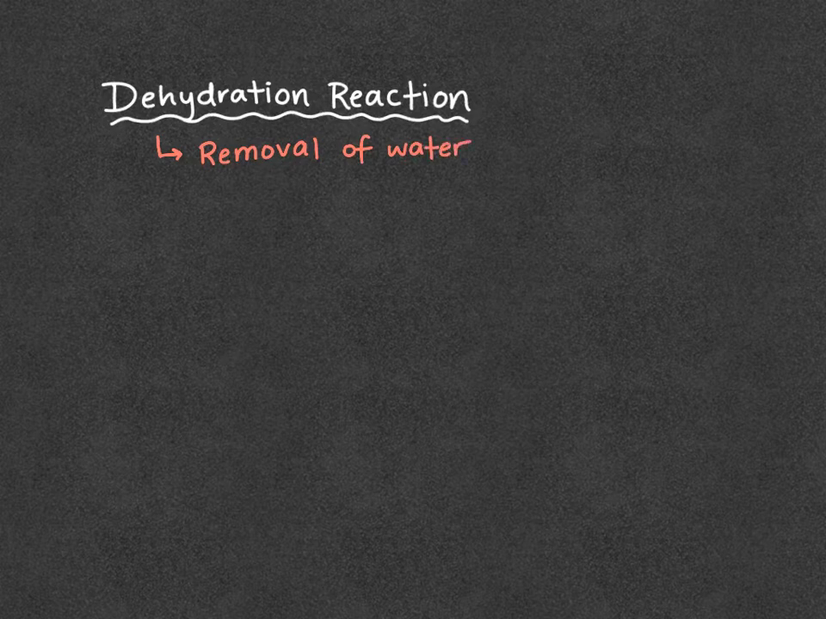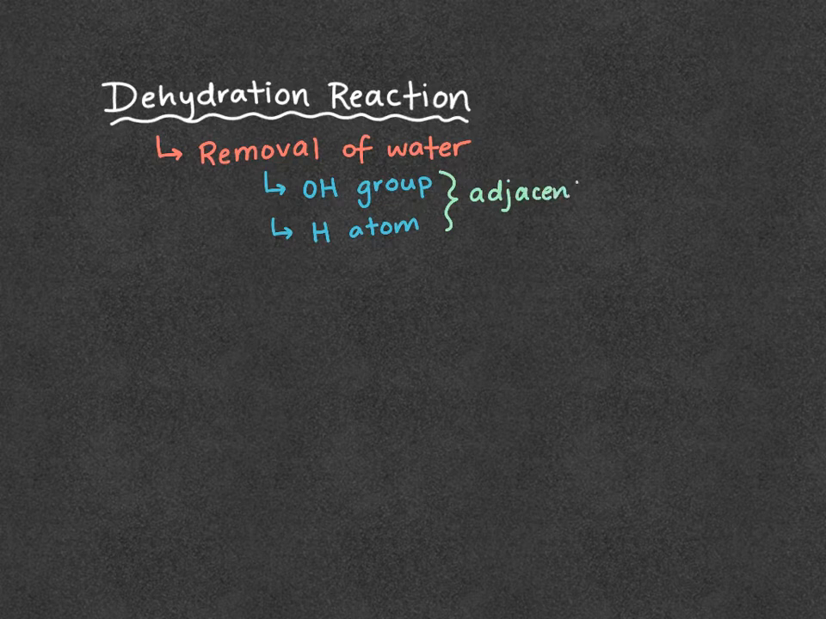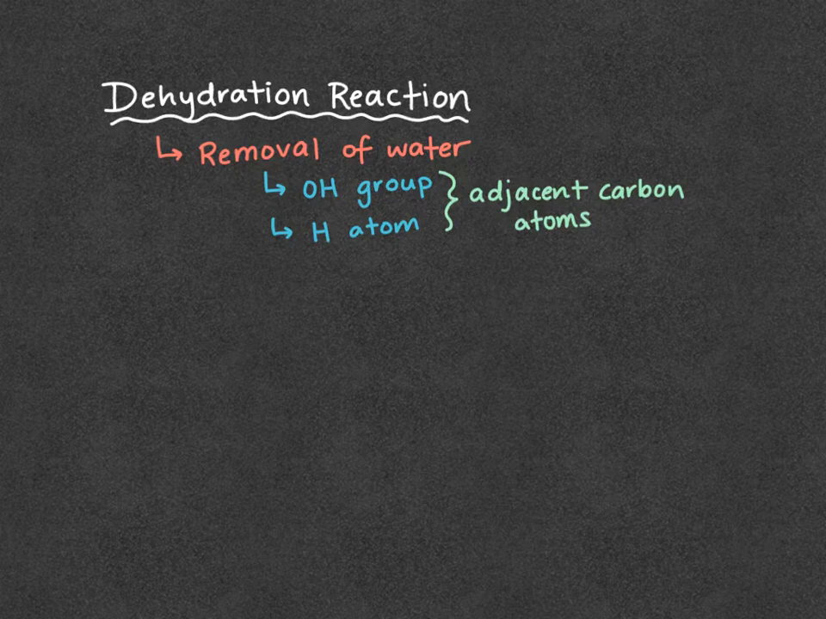Now, this removal of water is going to be specifically in the form of a hydroxyl group and a hydrogen. And these two are going to be from adjacent carbon atoms, meaning next to each other. So we're going to look at the removal of water from ethanol, just so that we can see the basic mechanism, and then we'll look at another example of propan-2-ol.